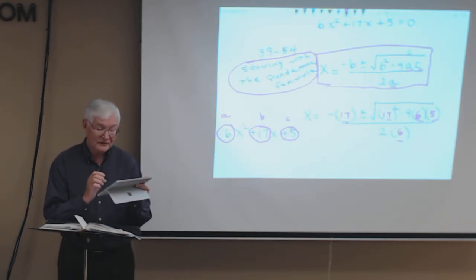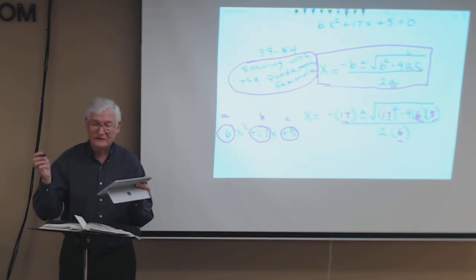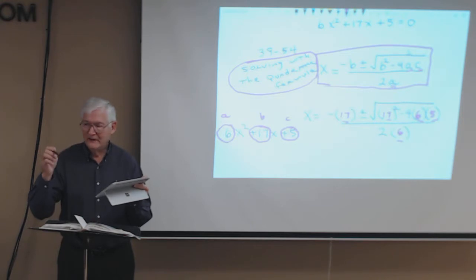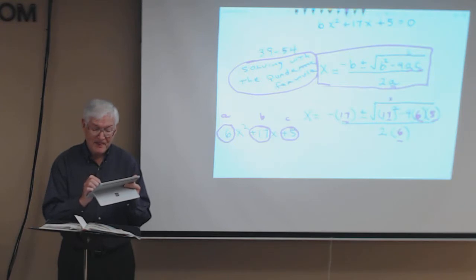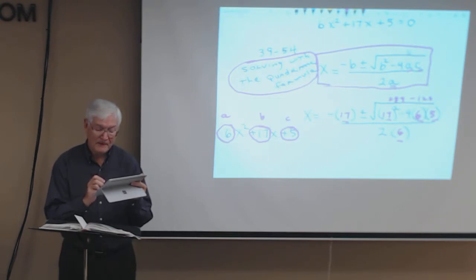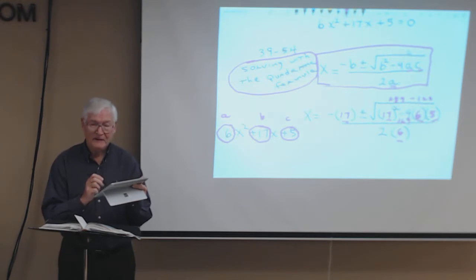So, does anyone know what 17 times 17 is? Take your calculator and do 17 times 17, and what do you get? 289. Minus, what's 5 times 6? 30. Times 4, 120. What's 289 minus 120? 169. Does anyone have a calculator with a square root button on it? 13. The square root of 169 is 13.